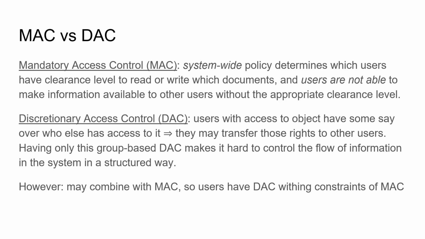However, you may also have a hybrid system where you have discretionary access control within the boundaries of mandatory access control. So even though the mandatory access control decides the strict boundaries, within those boundaries you can share in ways that you see fit. You have discretion to share some of the information with others, as long as you don't violate the boundaries of mandatory access control.